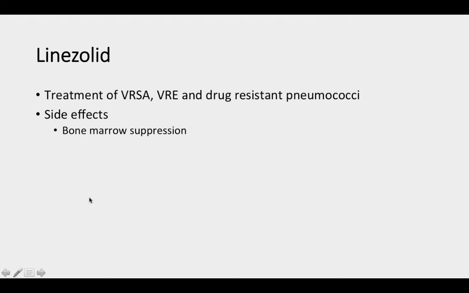Now, linezolid, you don't need to know too much about. It doesn't come up too often. It is a down-the-line agent for the treatment of vancomycin-resistant Staphylococcus aureus, vancomycin-resistant enterococci, and drug-resistant pneumococci. It has a side effect profile of bone marrow suppression. That's probably all you would need to know about this drug.